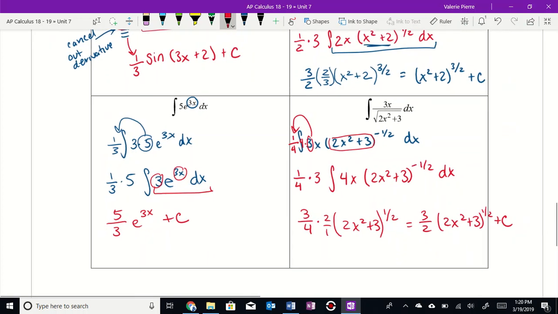Okay. So this process is just integration of composite functions by pattern recognition. The next video actually has a specific step-by-step pattern that you can follow to integrate any composite function, even if you can't see the derivative of the inner function.